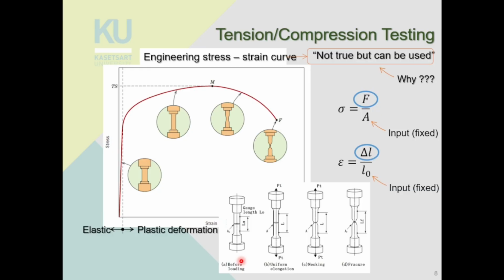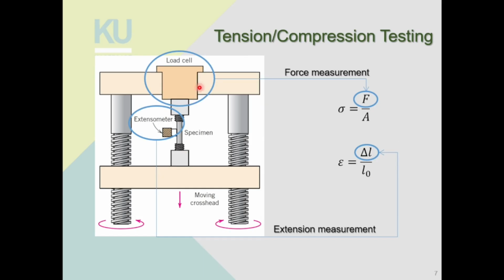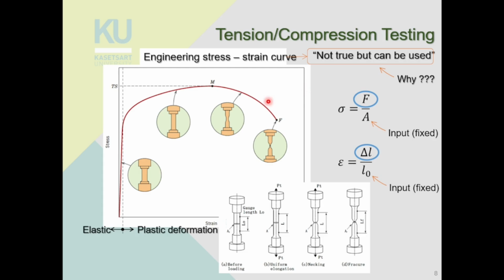So if we divide the force at a given time, which we can find from the load cell, okay? The load or the force at a given time is measured by the load cell. And we divide the force by the cross-section area of the specimen, which is A0. Here we get engineering stress. For engineering strain as well, we get the extension divided by the original length. We get the engineering strain. And we plot this engineering stress strain curve.